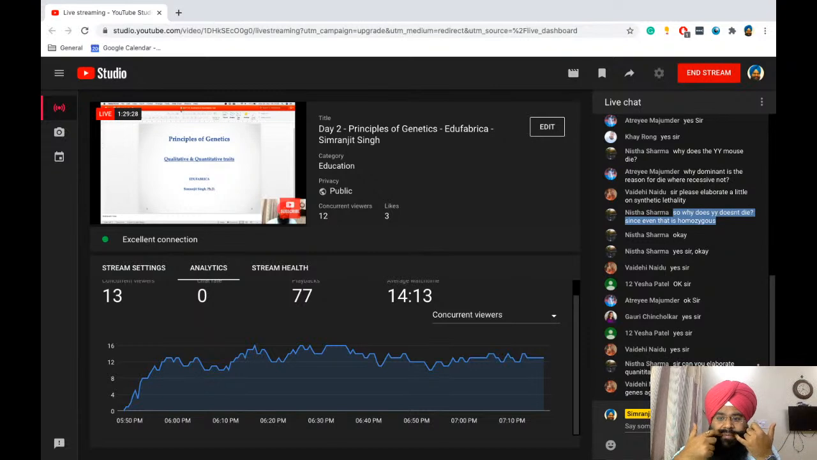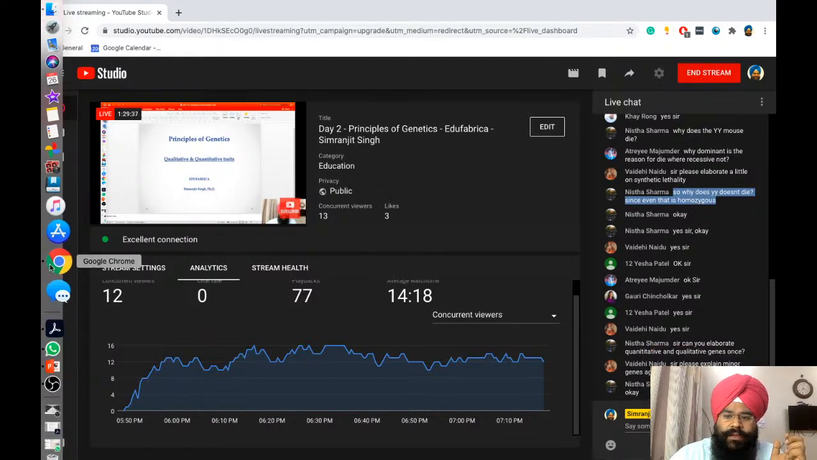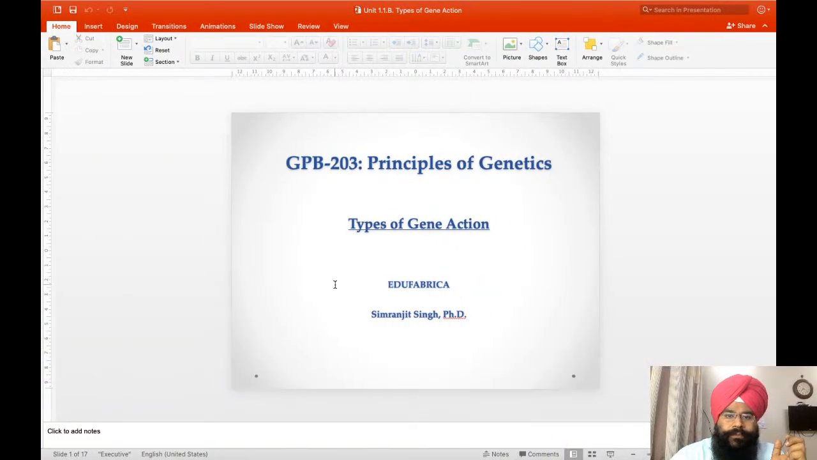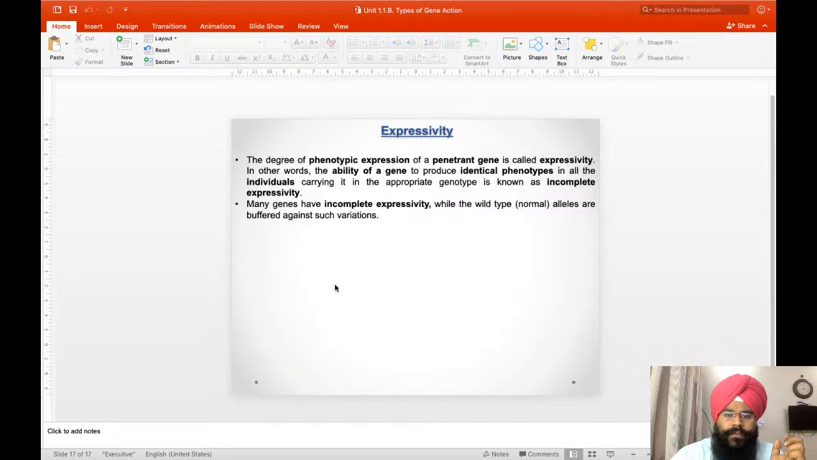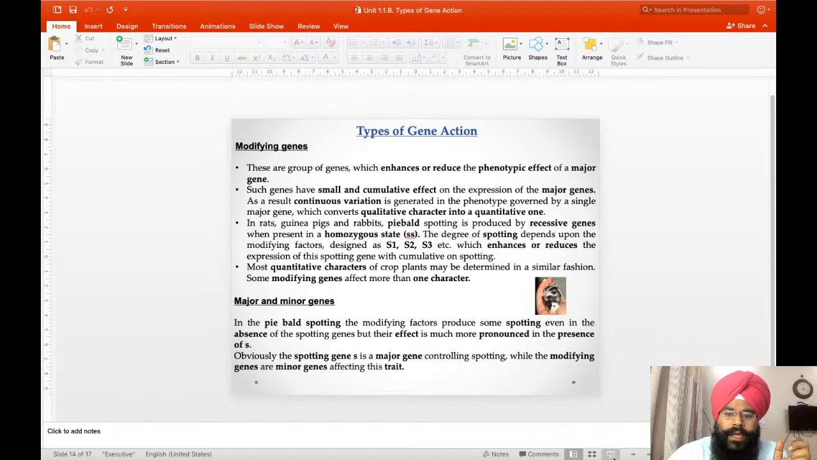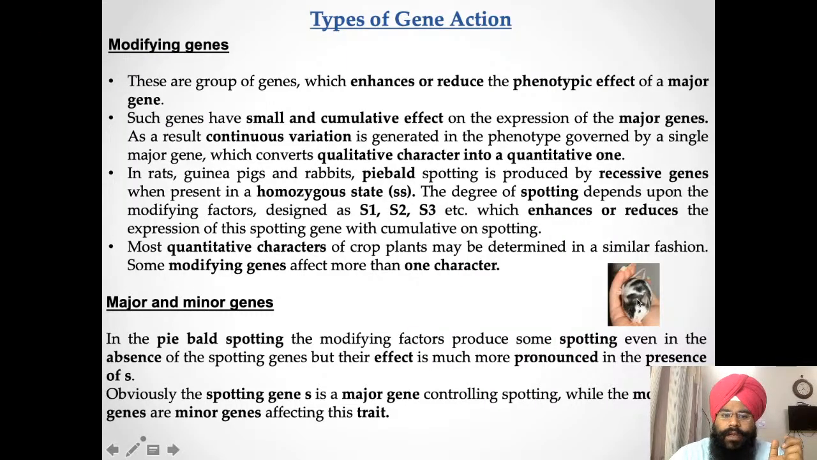Minor genes. So there are major genes and minor genes. In this case, whether the spotting is present or not is dependent upon the gene S, and its effects like S1, S2, S3 are the minor genes, the modifying genes. How much the trait should be present depends upon the minor genes. So the degree of effect is determined by minor genes, and whether the trait will be present or not is determined by the major genes.